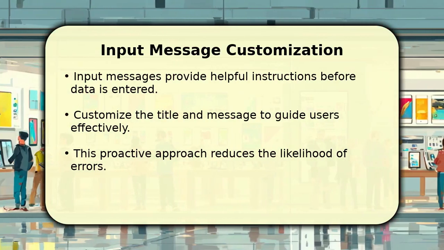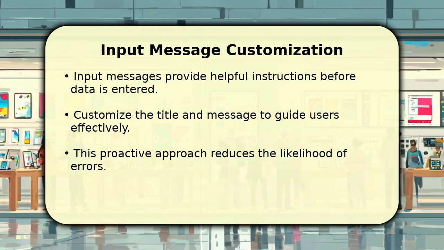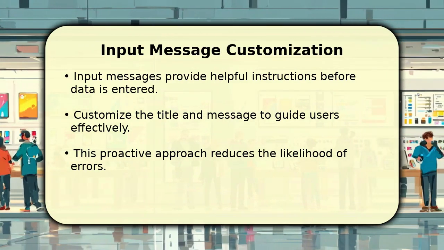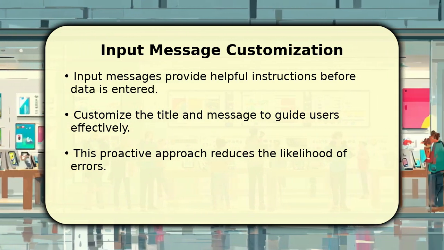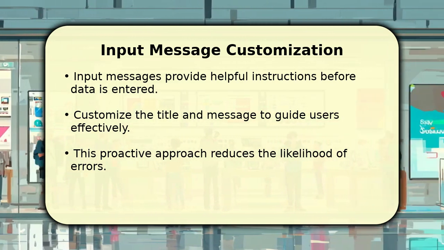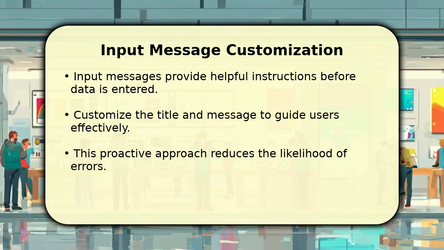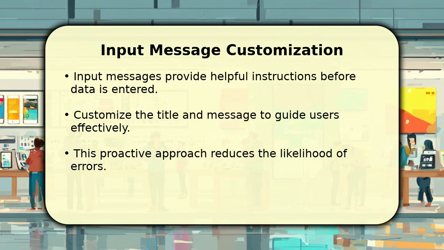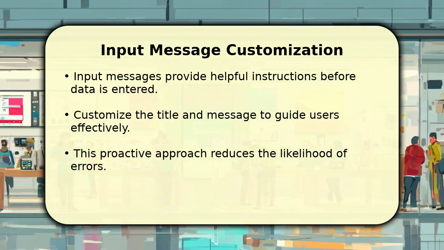Data validation also allows you to add an input message, which appears when a user selects a validated cell. You can provide a clear title and a concise message, perhaps instructing users to enter a number between 1 and 10. This helpful prompt guides them on exactly what is expected, making the data entry process much smoother. It is a great way to prevent mistakes before they even happen.